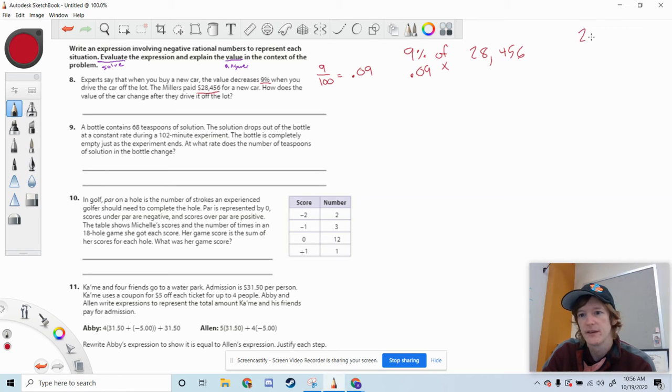I'll do it over here. 28,456 times 0.09. 6 times 9 is 54. 5 times 9 is 45. Oh, notice I didn't line up the decimal. You don't have to do that with multiplication. 5 times 9 is 45, plus 5 makes 50. 4 times 9 is 36, plus 5 makes 41. 9 times 8 is 72, plus 4 makes 76. And 2 times 9 is 18, plus 7 is 25.